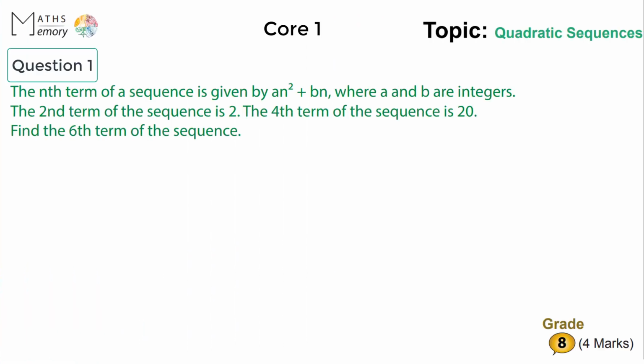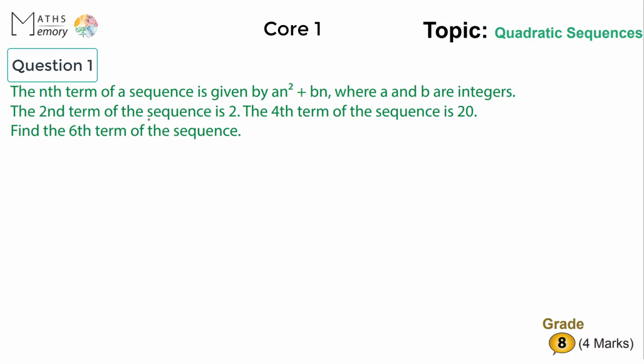Quadratic sequences. So let's look at this worded type of question and try to figure out what it's saying to us over here. Press play when you have finished. Now the nth term of a sequence is given by an squared plus bn. Okay, so there's no c integer over here, we're noticing. A and b are integers.